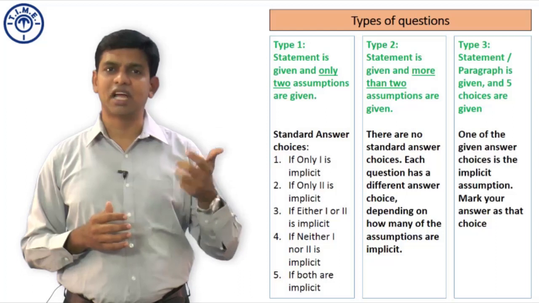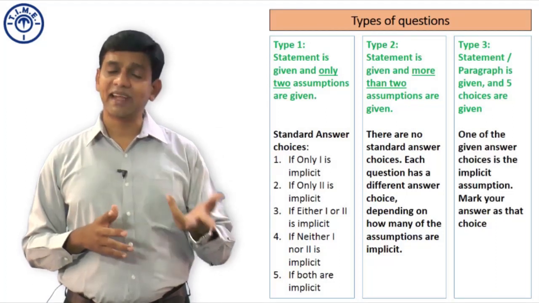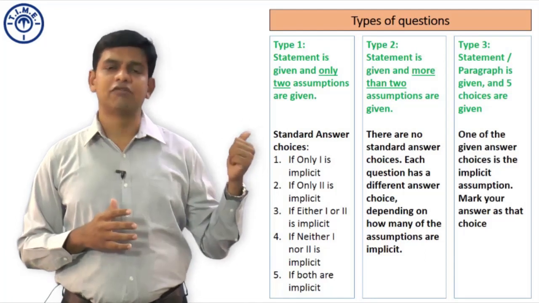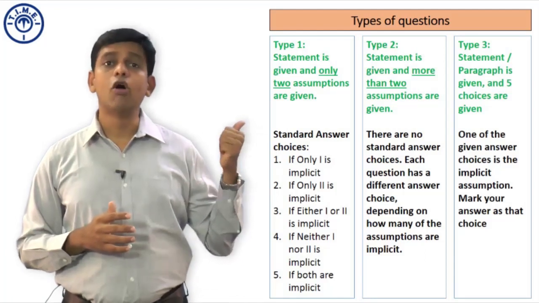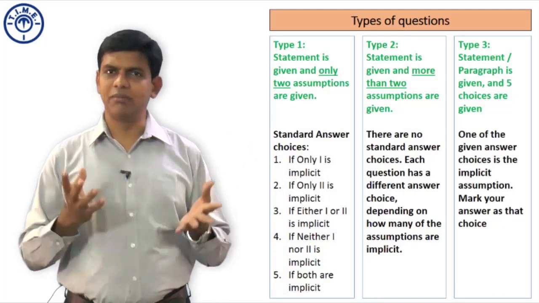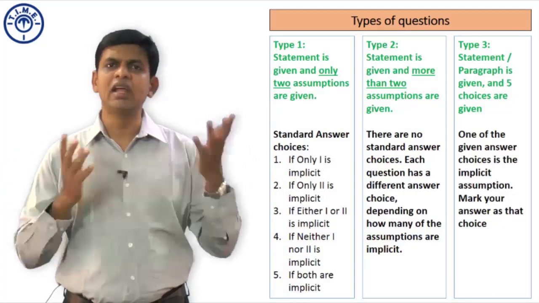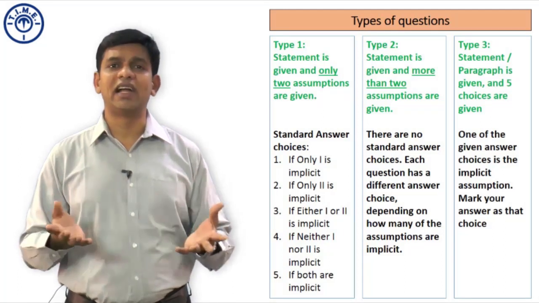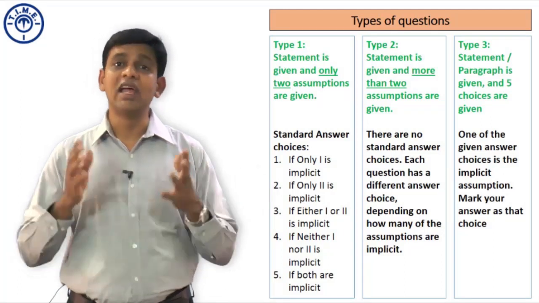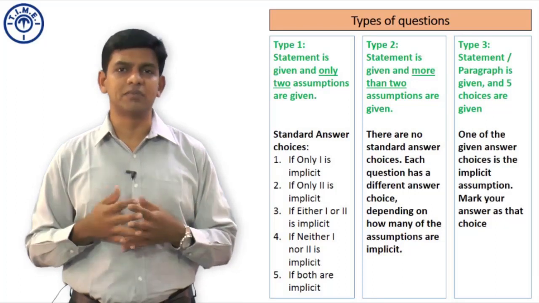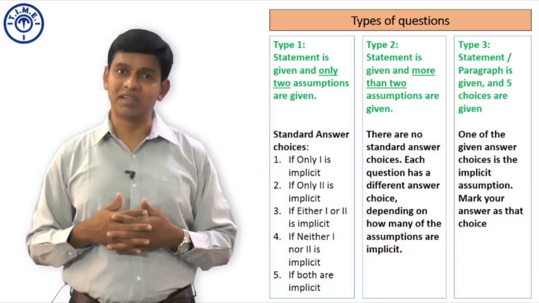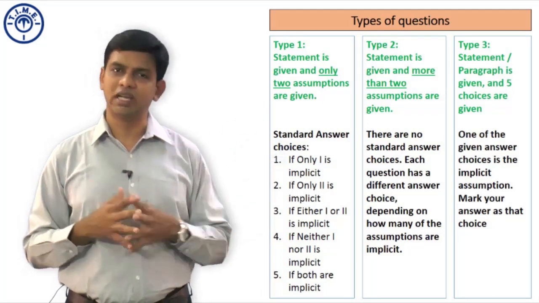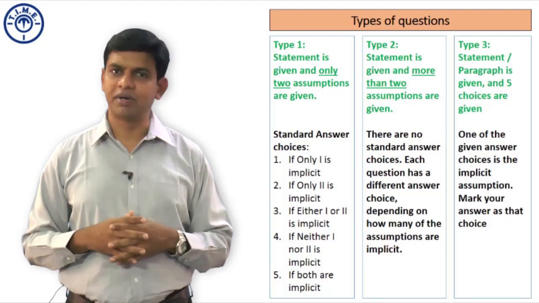This is the first type of questioning. The second type of questioning: again, a statement is given, followed by more than two assumptions. It can be three assumptions or more than three. So that means I don't have any standard answer choices for all the questions. Depending on how many assumptions are true or implicit from the given statement, I'll have to choose the answer choice accordingly. That is type 2 of statement and assumptions.